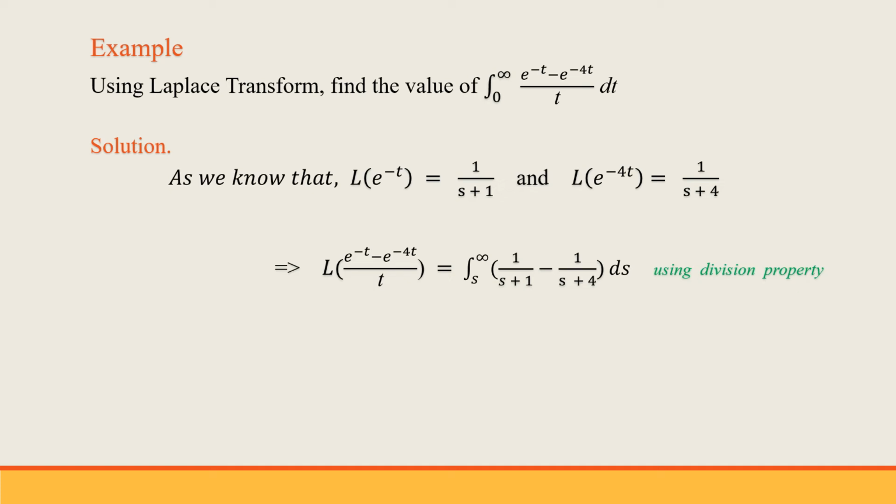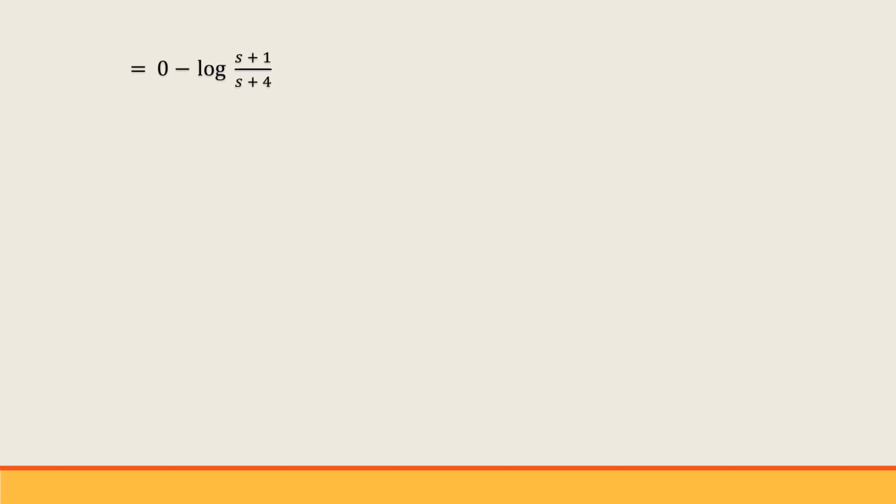So, on solving the integration, we get the Laplace transform of f(t) as log(s plus 1) minus log(s plus 4) from limit s to infinity, which we can also write as log((s plus 1) by (s plus 4)) from limit s to infinity. And by putting the limits, we get it as log((s plus 4) by (s plus 1)).